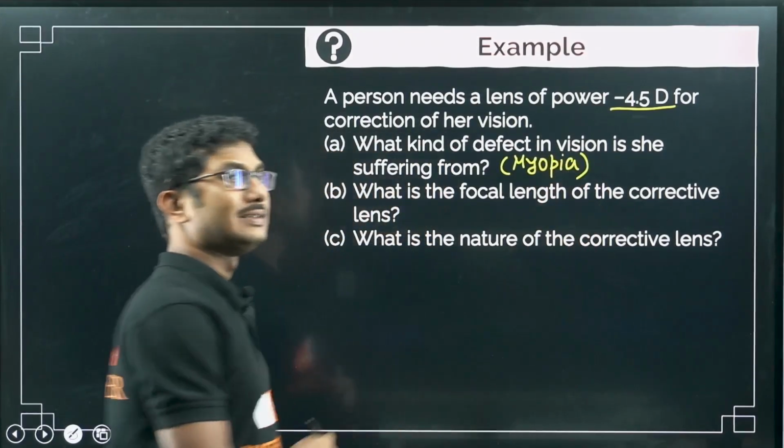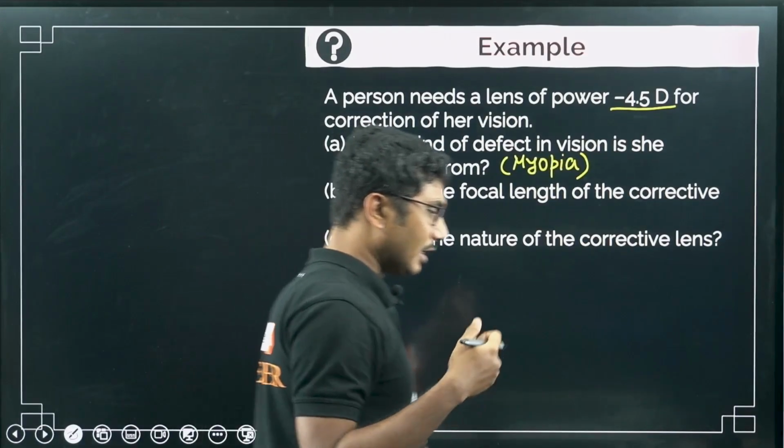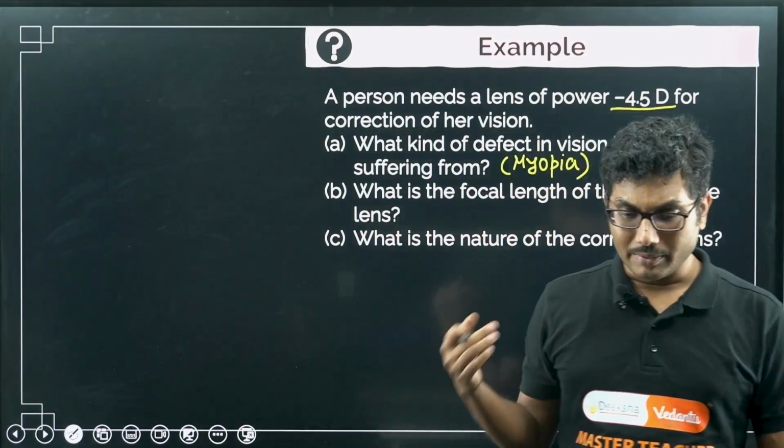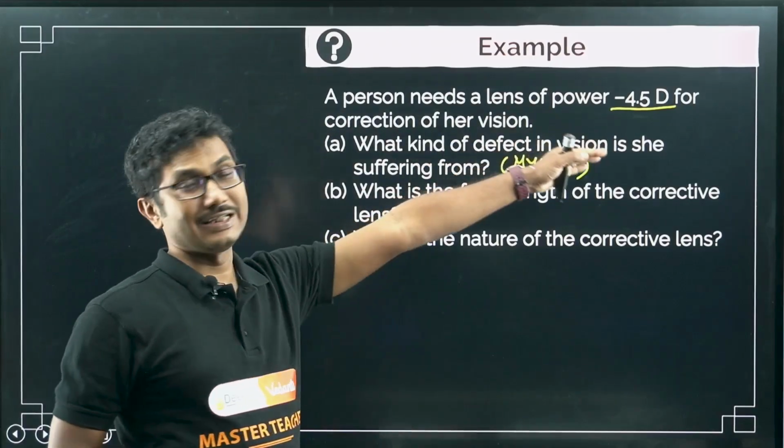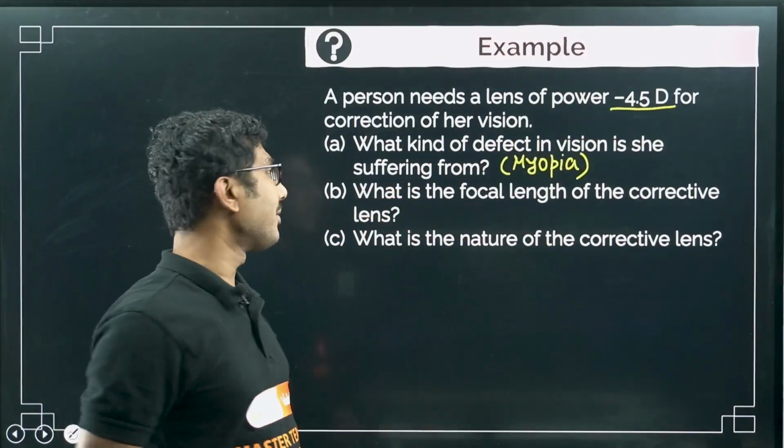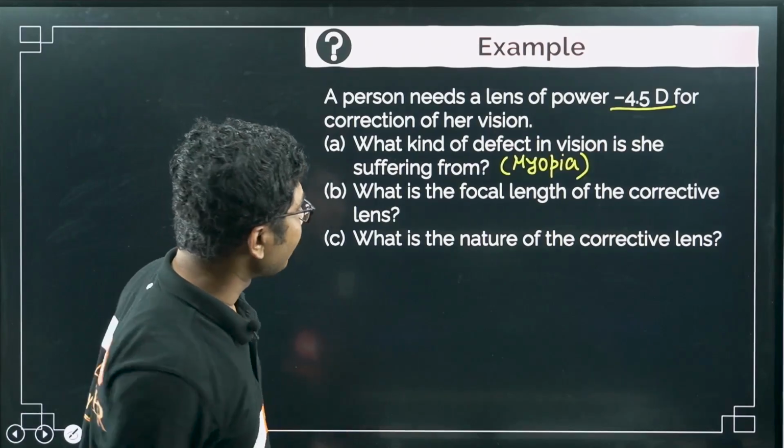Okay, myopia is the defect which occurs when you are not able to see objects which are very far. That's why she needs a lens of minus power. What is the focal length of the corrective lens?